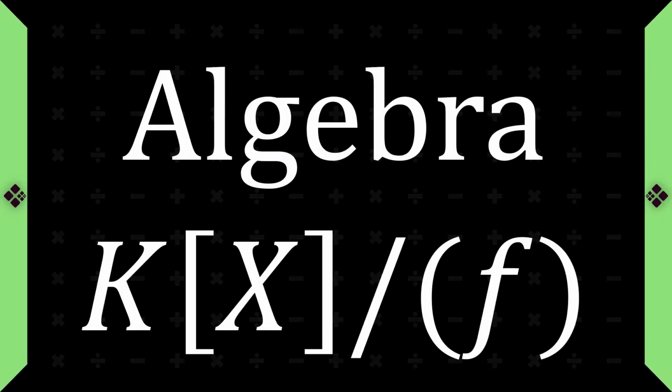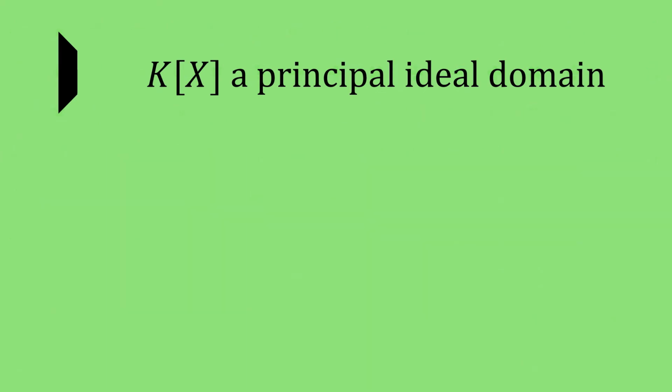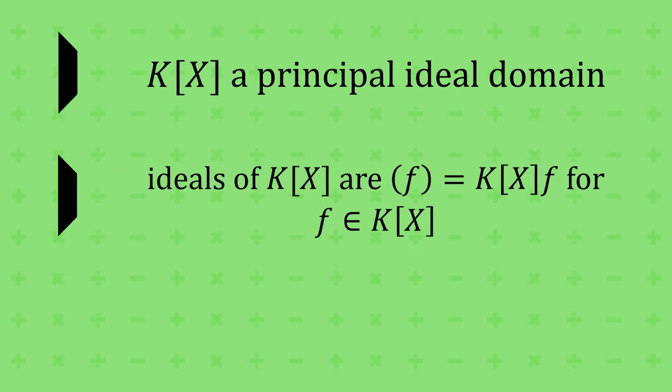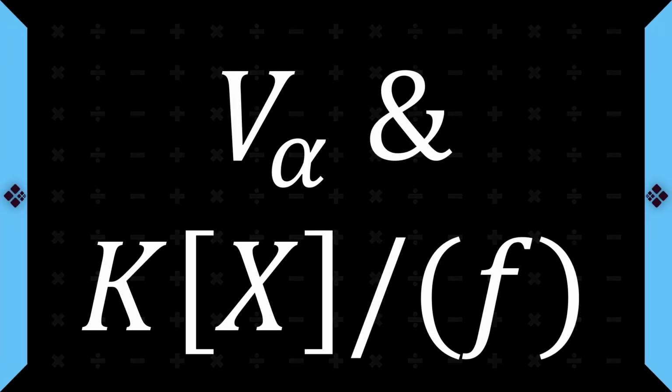Next, let's define the algebra K adjoin x over the ideal generated by f. Recall that K adjoin x is a principal ideal domain. So, ideals of K adjoin x are of the form the ideal generated by f for some polynomial f in K adjoin x. If f has positive degree, then K adjoin x over the ideal generated by f is an algebra. We can now relate V_alpha and the algebra K adjoin x over the ideal generated by f.